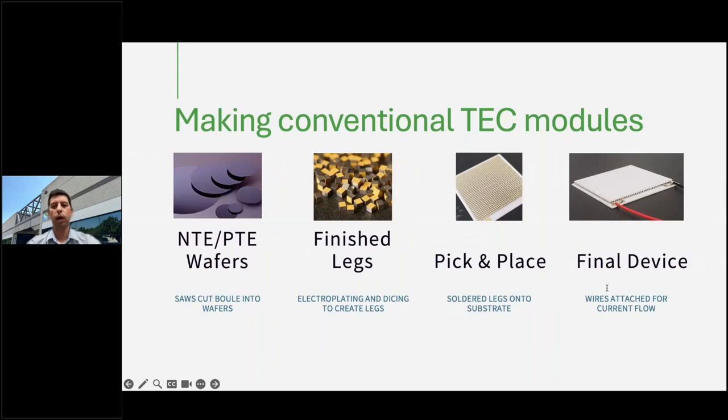Finally, some wires are attached in order to integrate into the desired system. There are many steps involved here. Often, some of them are manual, when it involves processing raw materials into final products.